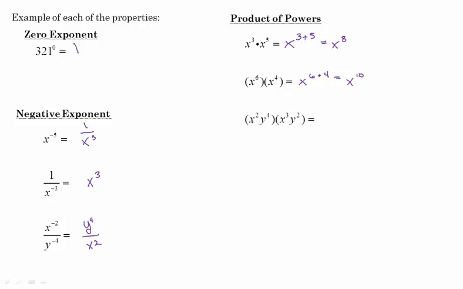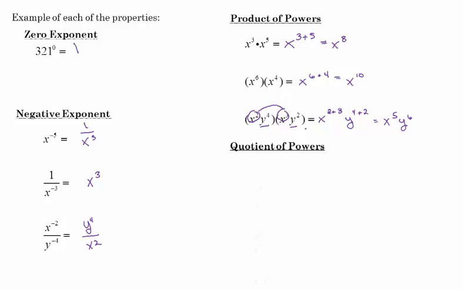And then when I have two different bases, x and y, common ones go together. So the x's are going to go together and the y's are going to go together. So I'll have x to the 2 plus 3, y to the 4 plus 2, which will give me x to the 5th, y to the 6th.